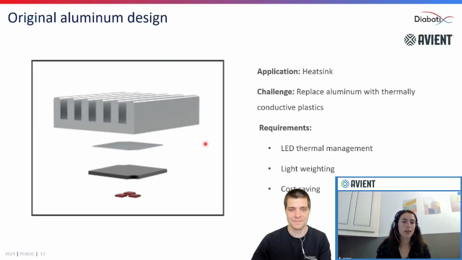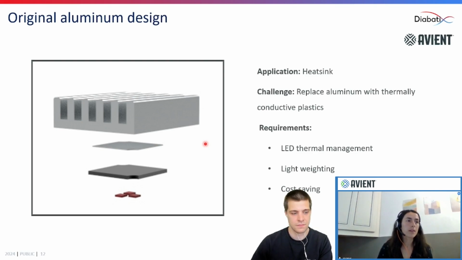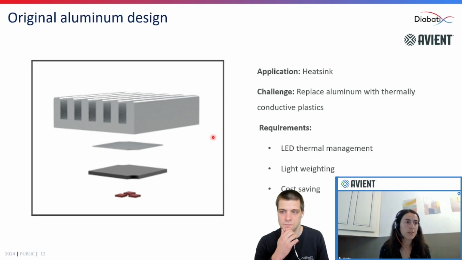So now that we have given the context of what the Avient Design team is doing, we will focus on the case study. This time we worked on a heatsink for LED heat dissipation, and we applied the full design simulation and prototyping process using Diabatix software. For an aluminum heatsink, we took a standard one from the market with a given PCB and LEDs. And the goal is to replace this aluminum with thermally conductive plastics.